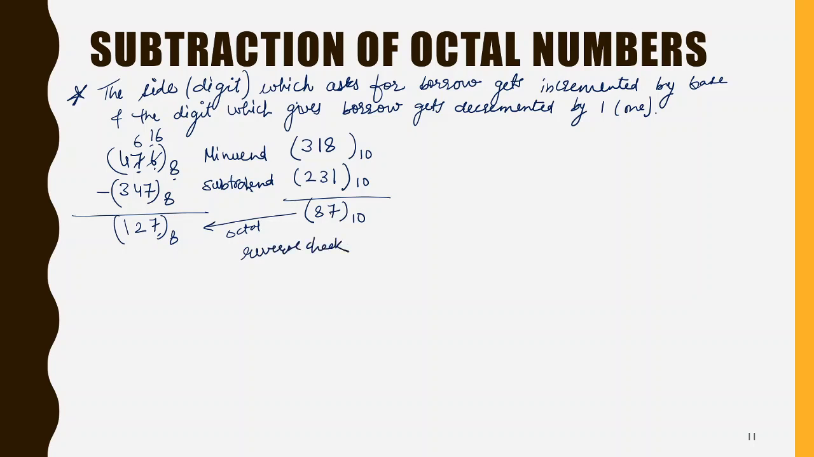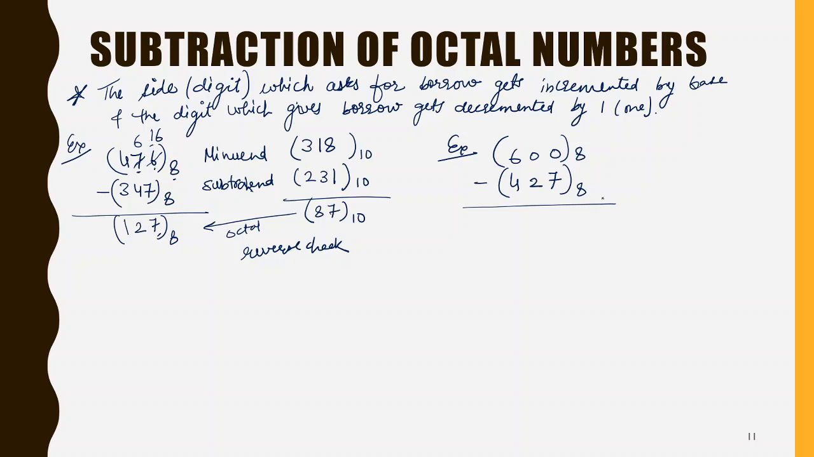I will do one more example for octal subtraction. If I take 600 and I subtract 427, suppose. I subtract 427 in octal from 600 in octal. Don't take it like 600 minus 427 in decimal. This is not like that. It is 427 in octal subtracted from 600 in octal.